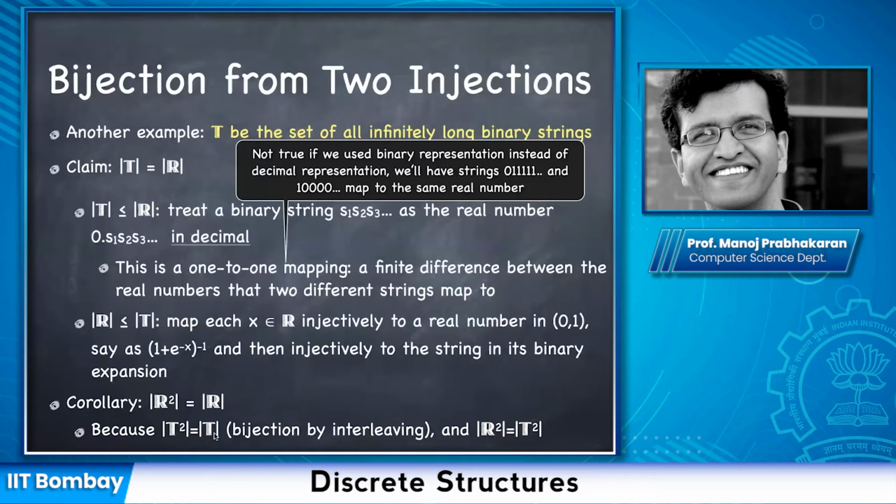So here we are actually explicitly giving a bijection instead of using the CSB theorem. And then combined with the fact that T and R have a bijection between them, you get that therefore R square and T square have a bijection between them coordinate-wise. So R square and T have a bijection between them, which in turn has a bijection with R. So R square and R have a bijection between them.